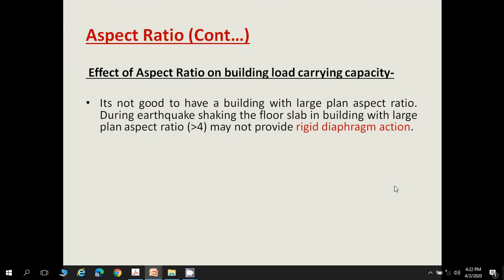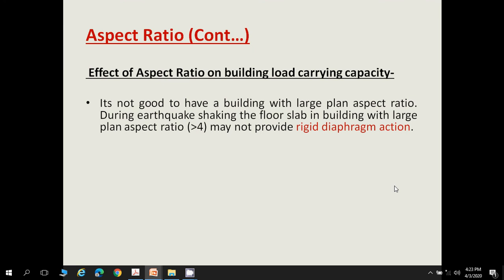So here is a new term, rigid diaphragm action. Before going to the definition, I'll explain how the floor slab plays a role when a building is subjected to an earthquake. During earthquake shaking, inertial force is mobilized in a building, usually at the floor level, where the concentration of mass is large. So the inertial force will be mobilized by the floor slab. This inertial force is then distributed to the different lateral load resisting systems.